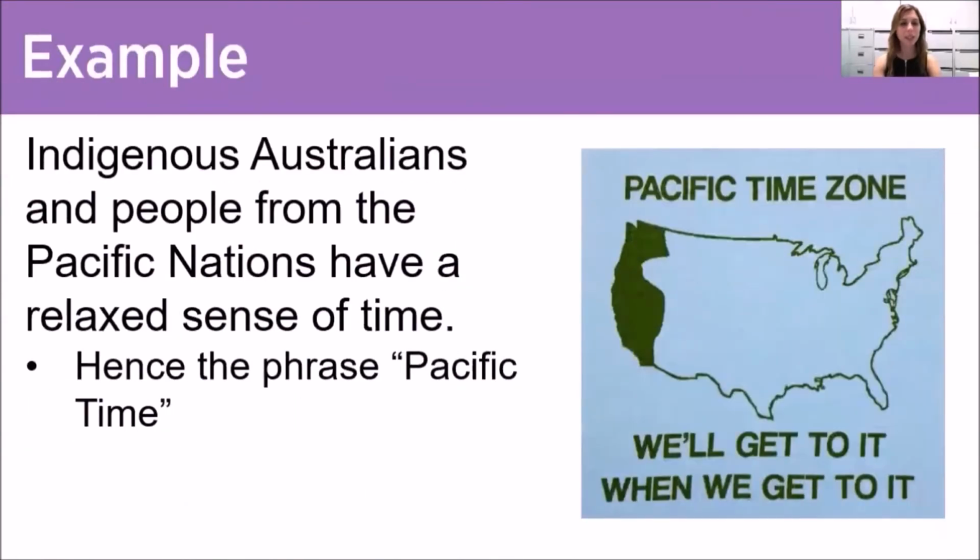An example of this is looking at Indigenous Australians and people from the Pacific nations. They tend to have a more relaxed sense of time. They don't necessarily go by the hours and minutes system which we do, hence the phrase Pacific time. They tend to go about their day and their jobs according to the sun rising or setting, as well as the temperatures of the heat that day and the weather that influences what they will do in that day.